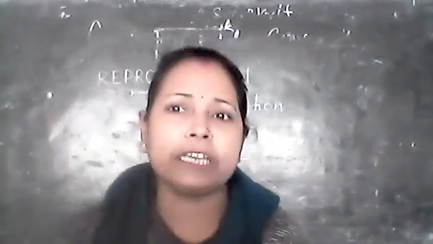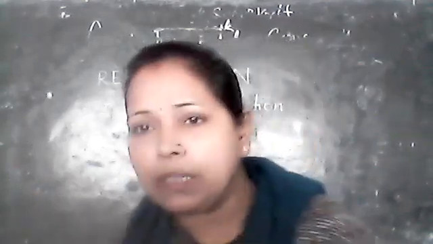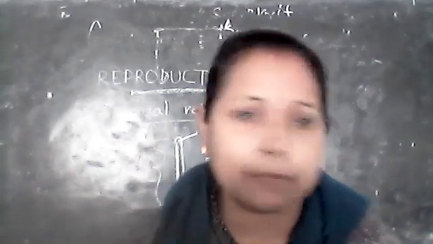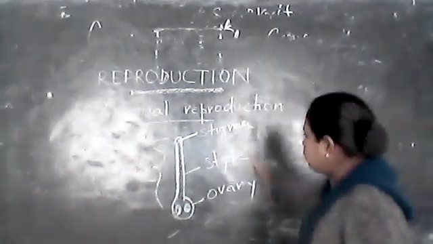Are these three terms clear? Gynoecium, we are saying carpel, we are saying pistil. This is for the female reproductive system. Okay, these are the names which are used. 3 parts are present in the female reproductive system.